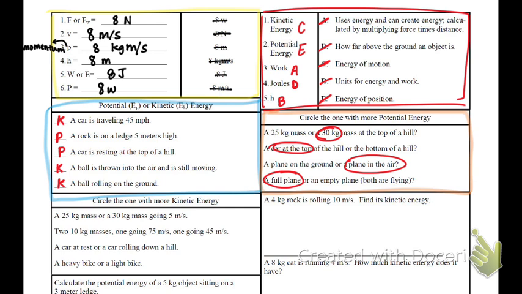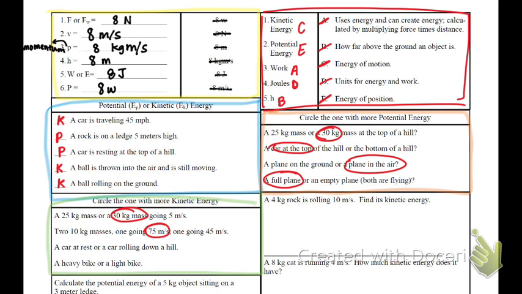All right, and then same thing, but with kinetic energy. Kinetic energy depends on mass and velocity. So which one is going to have more kinetic energy? 25 kilogram mass or a 30 kilogram mass if they're both going 5 meters per second? 30. If you've got two 10 kilogram masses, but one is going 75 and one is going 45. The one going faster, 75.